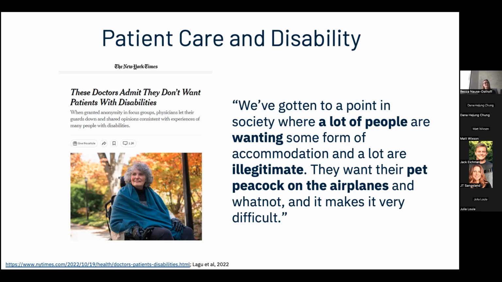They're showcased here with this quote: "We've gotten to a point in society where a lot of people are wanting some form of accommodation and a lot are illegitimate. They want their pet peacock on the airplanes and whatnot, and it makes it very difficult." Other quotes from the study were, quote, "they can create a big deal out of nothing," or, quote, "are an entitled population." And in the study, they even go so far as to describe strategies for dissuading or discharging them from their practice.